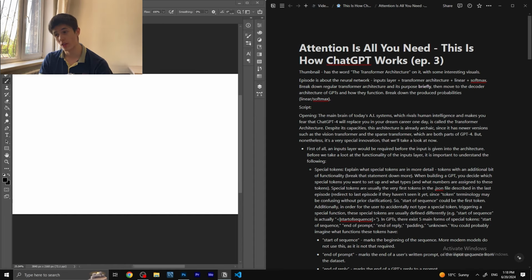The main brain of today's AI systems, which rivals human intelligence and makes you fear that ChatGPT 4, or maybe ChatGPT 5 or later versions, will replace you in your dream career one day, is called the transformer architecture. Despite its capacities, this architecture is already archaic, since it has newer versions such as the vision transformer and the sparse transformer, which are both parts of GPT-4. But nonetheless, it's a very special innovation that we will look at now.